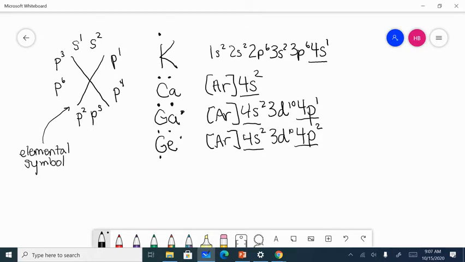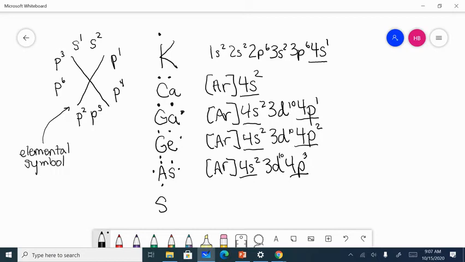Next, let's go to arsenic. Argon in brackets, 4s2, 3d10, 4p3, 5 valence electrons, Roman numeral 5. 1, 2, 3, 4, 5. I'm going to give each side 1. Now we have 2 s electrons on the top and 1 p electron on each side.